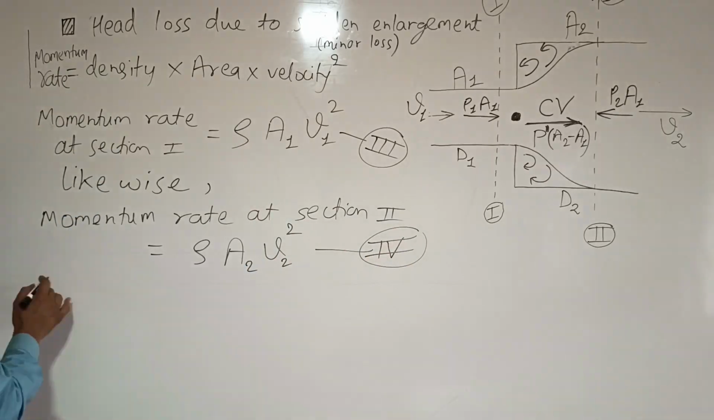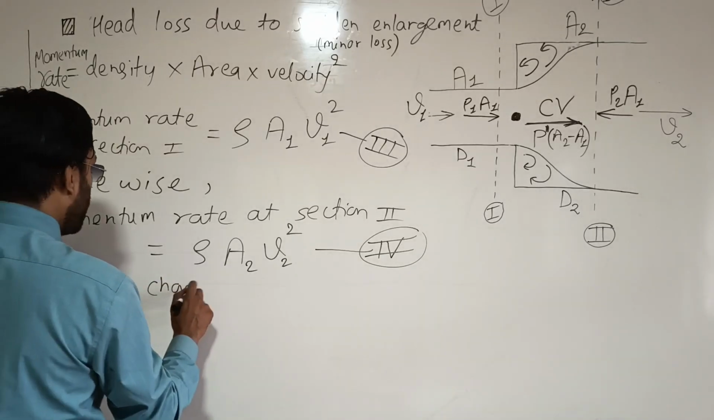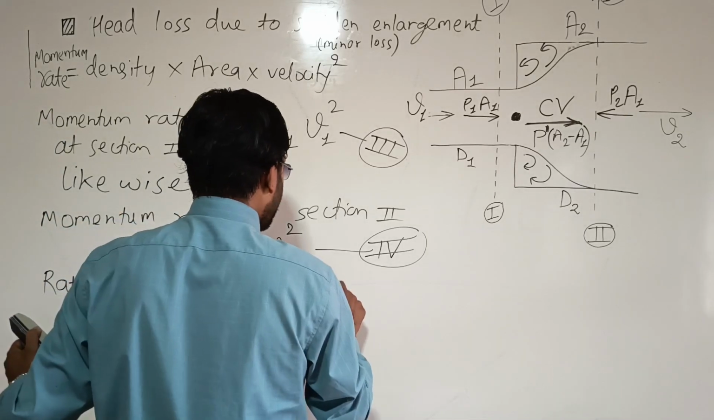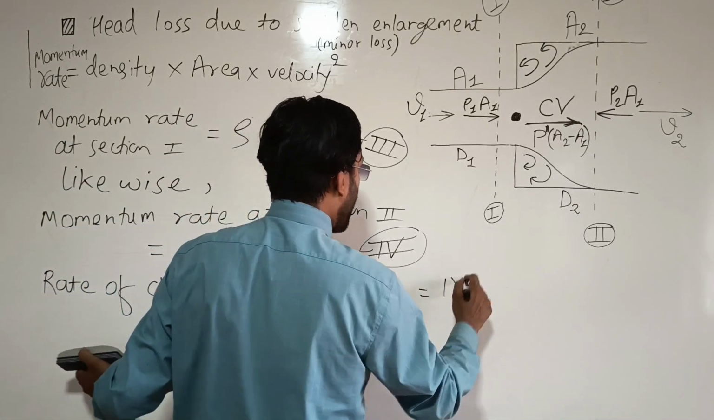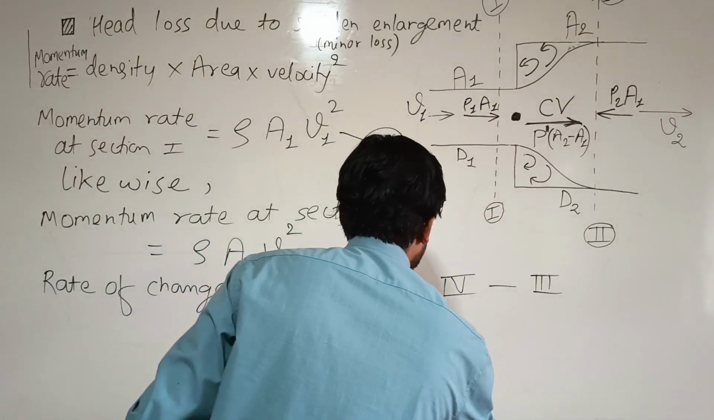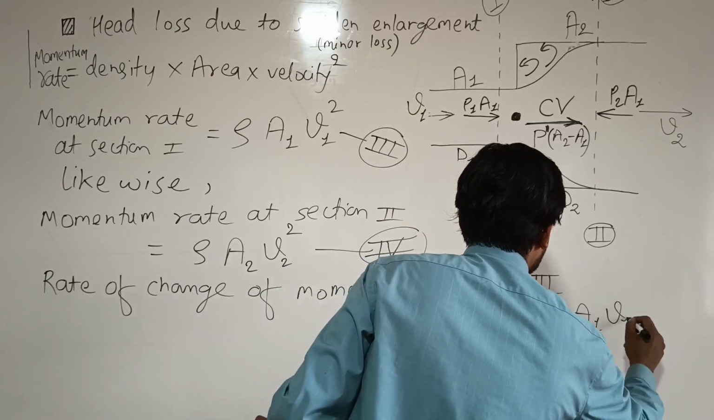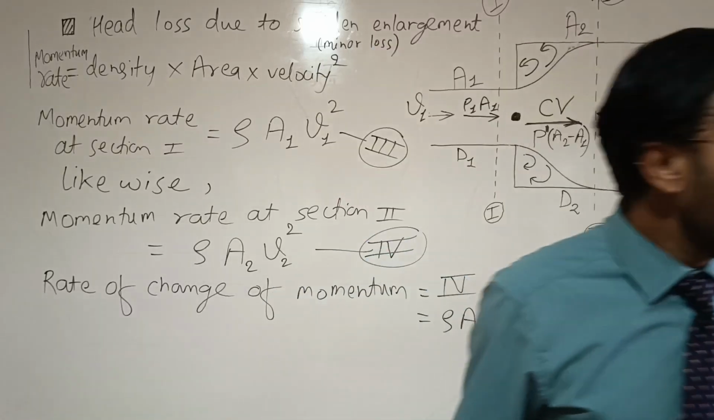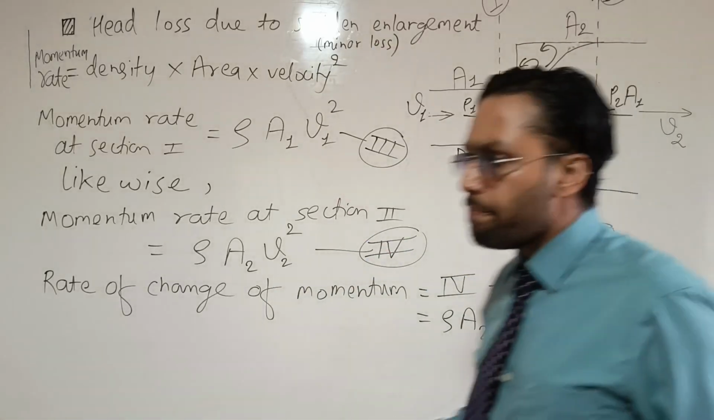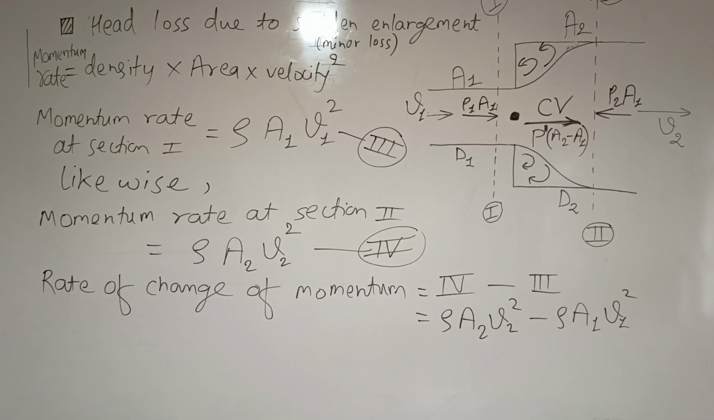Now my purpose is to find the rate of change of momentum. What is the rate of change of momentum? Equation number 4 minus equation number 3. So I am going to subtract: rho A2 V2 square minus rho A1 V1 square. Okay, so now I have got the expression for the rate of change of momentum, and I am going to equate this to the net force. That is the momentum principle.